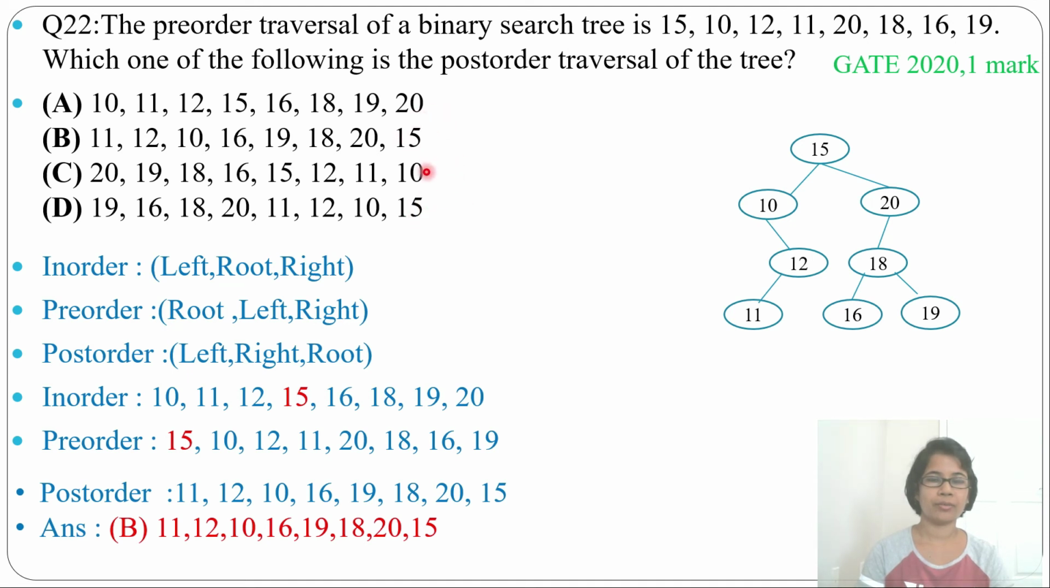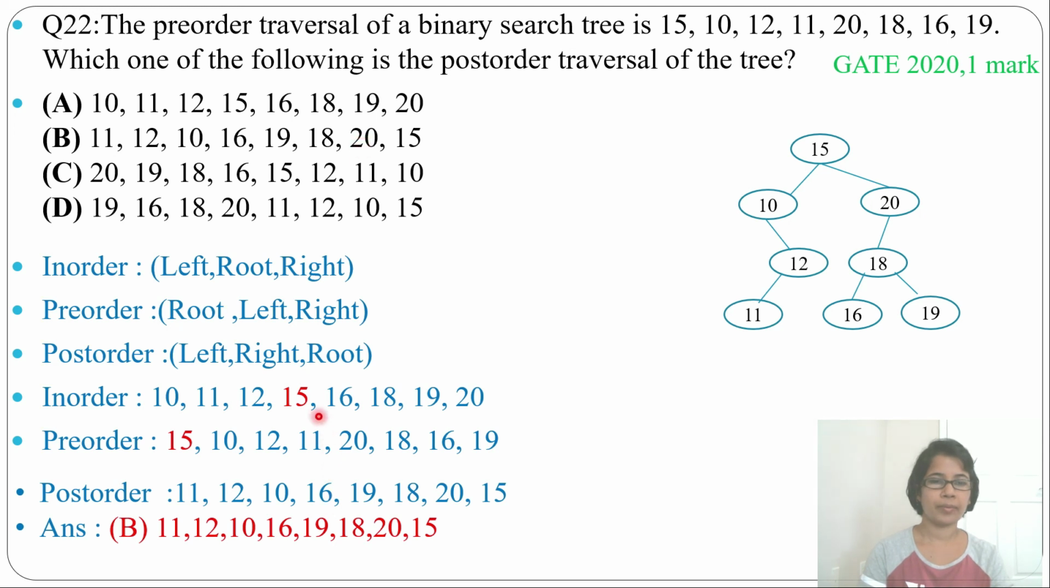So you can eliminate option A and option C. Now from B and D, the last is the root. Now just check the second last. In pre-order, the second element will be the root's left child. So now you know that 10 is the root's left child. In post-order, last is the root, and the second last will be the root's right child. Here 10 is the left child, so 10 cannot be the right child. So this option is wrong, so the answer will be B.